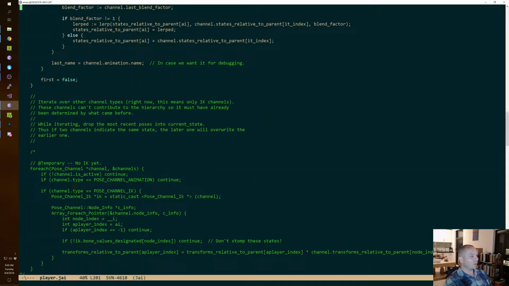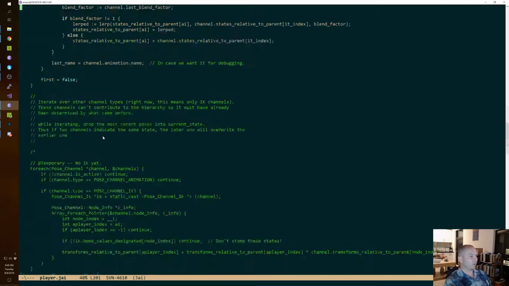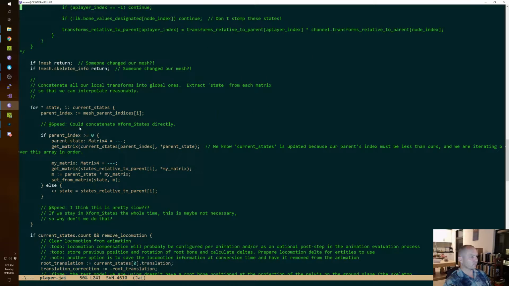And then we switch back eventually. Anyway, so we have these relative to parent situations. We blend all those together. Then we've got to go back to non-local transforms, because that's what we use to render.